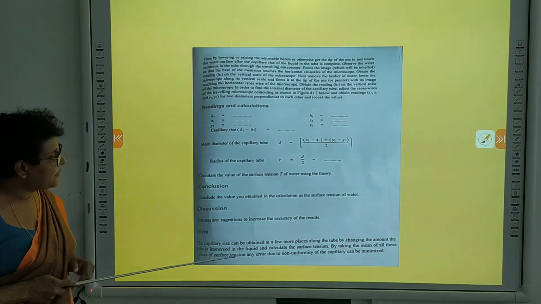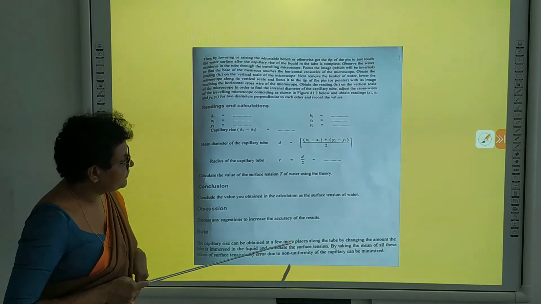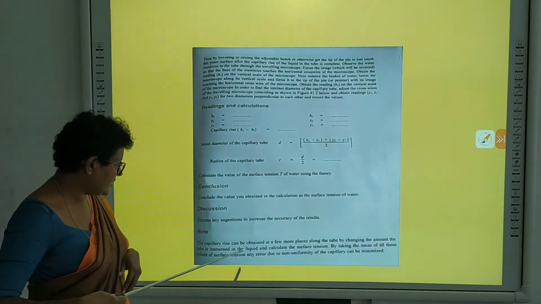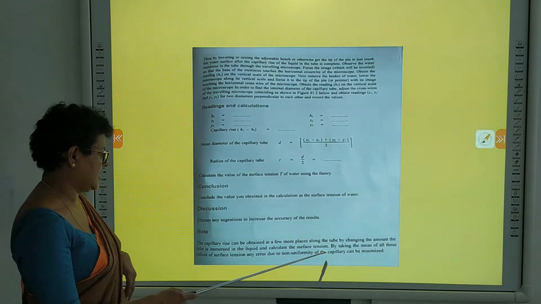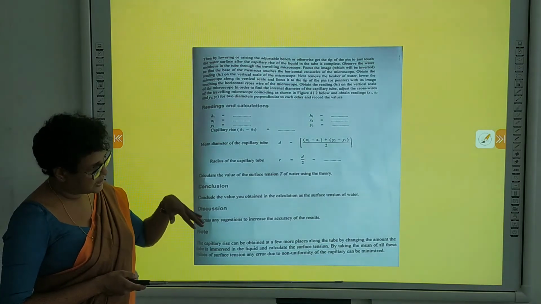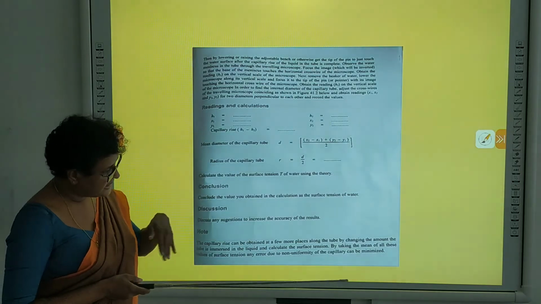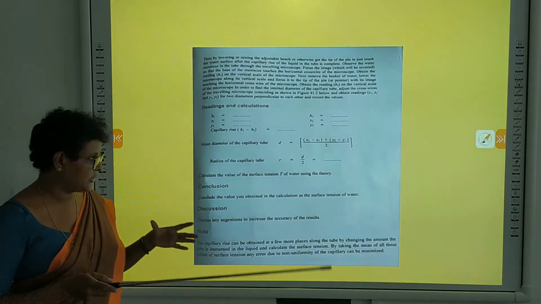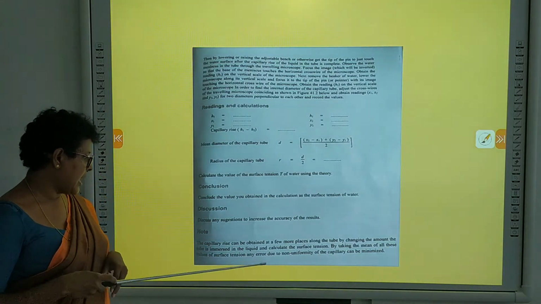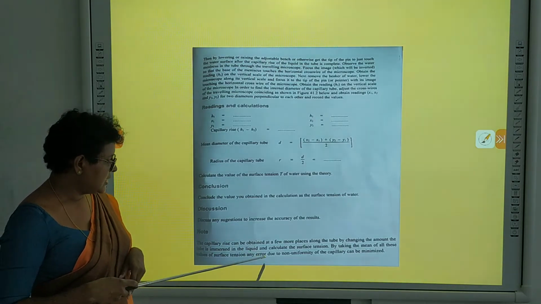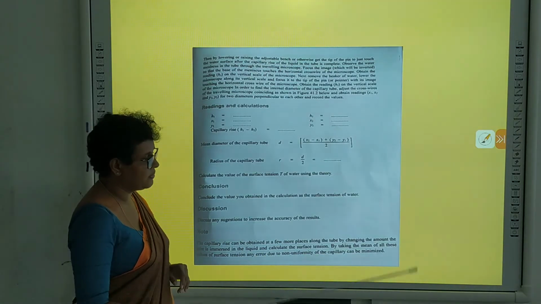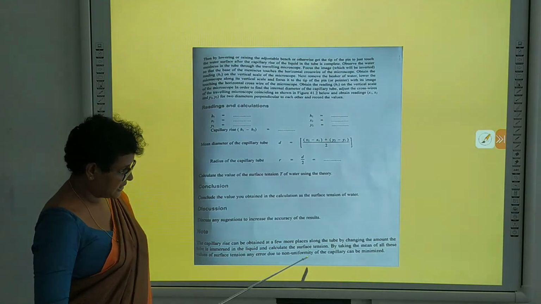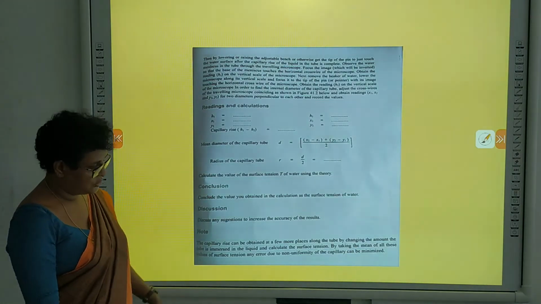See the note. The capillary rise can be obtained at a few more places along the tube by changing the amount of tube immersed in the liquid, and calculate the surface tension. You can do it 2-3 times, dipping at different levels, and get the surface tension 4-5 times. By taking the mean of all these values, you get an accurate surface tension, and any error due to non-uniformity of the capillary tube can be minimized. This is very important because they ask how to reduce the errors, so you have to know this also.